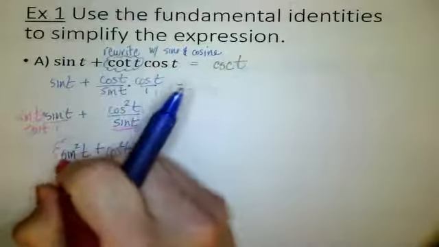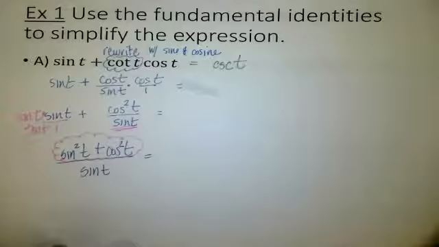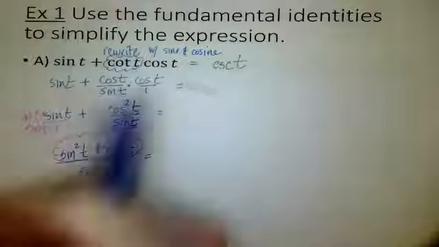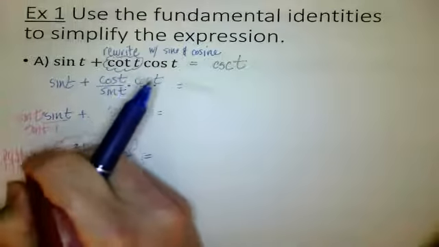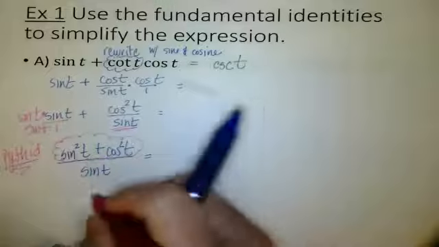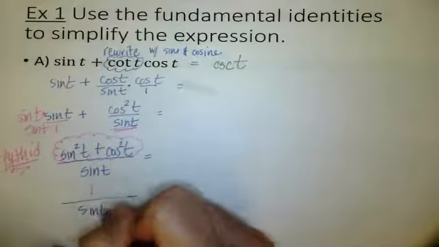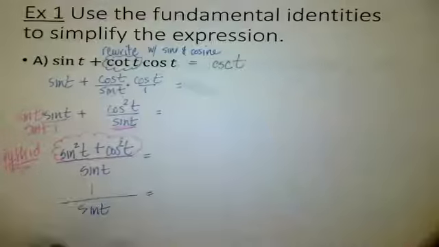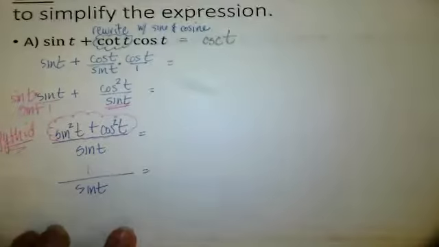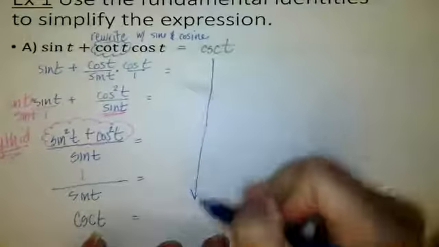And now I see something that is squared. Sine squared plus cosine squared equals 1. That is our Pythagorean identity. Really important to know that sine squared plus cosine squared is really just a 1. And so I have 1 over sine of t. And what is 1 over sine of t? Cosecant of t, which matches what we expected it to.